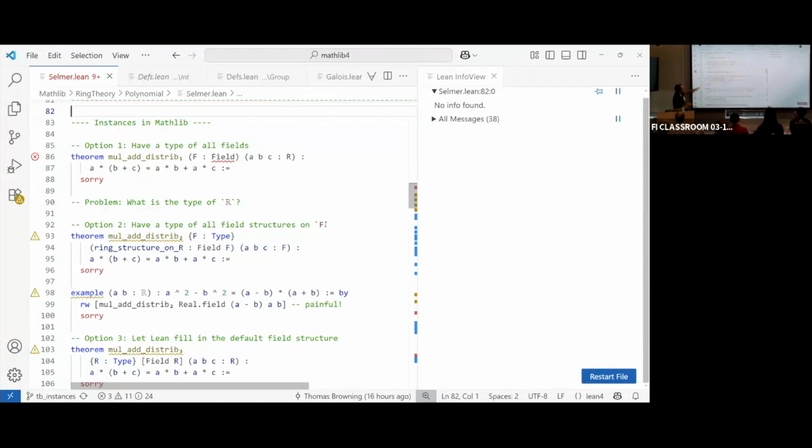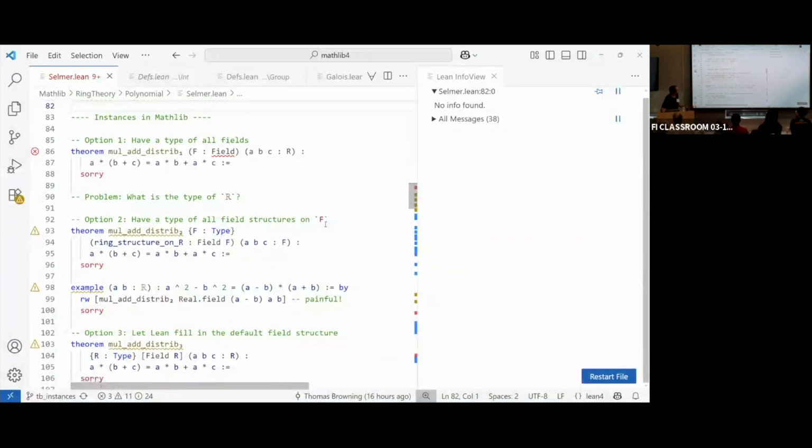So that's why in Mathlib, we make this decision. We don't say there's a type of fields. Instead, we say there's a type of field structures on F. And this came up in Filippo's talk. So we say F is a type, and we have chosen a field structure on F. This is the key distinction. We don't say F is a field. We say F is a type with a field structure. And then we make these properties.